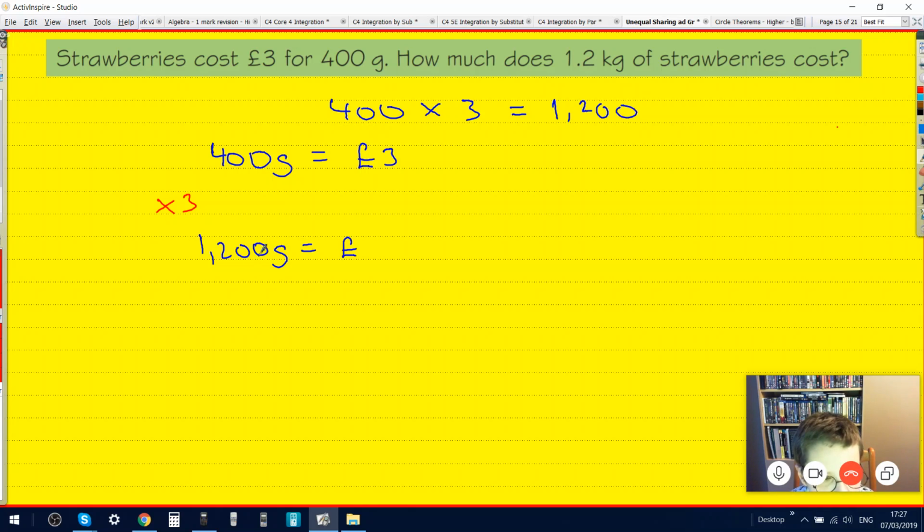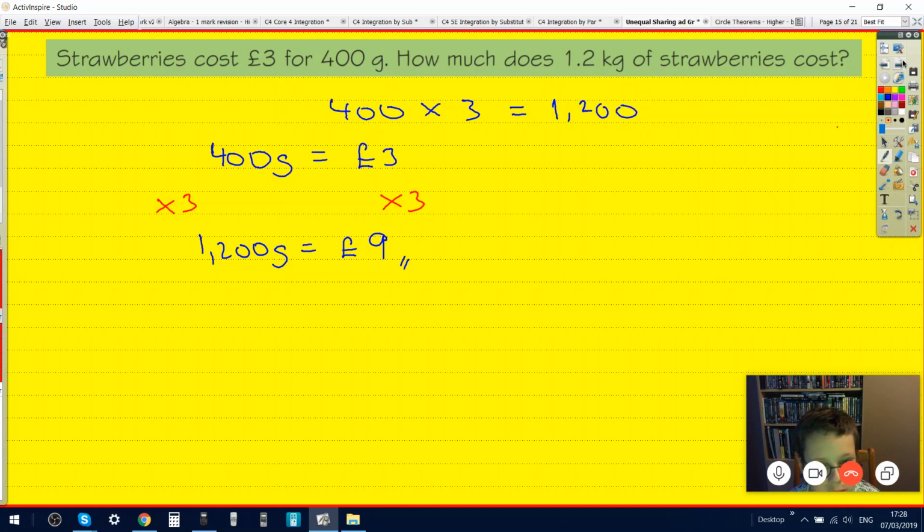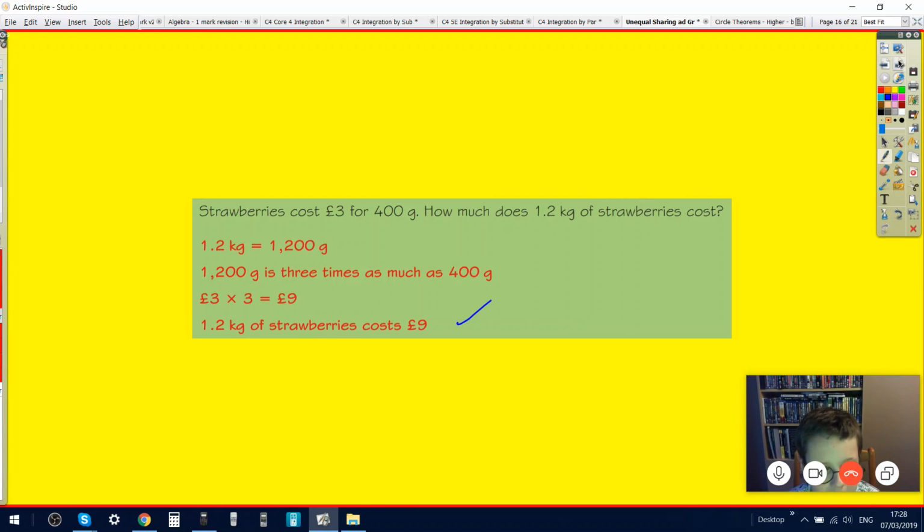And so what would you have to do to get the price of 1,200 grams? You need to divide it by 400. So when we did that, we got 3. It's basically times by 3. Yes. And so it's basically triple the weight. And so how would you get the price? You would triple 3. Yep. And that's 9. Oh, I see. So you divide the new weight by the old weight, and then times the price by the answer. Okay. So that's £9.